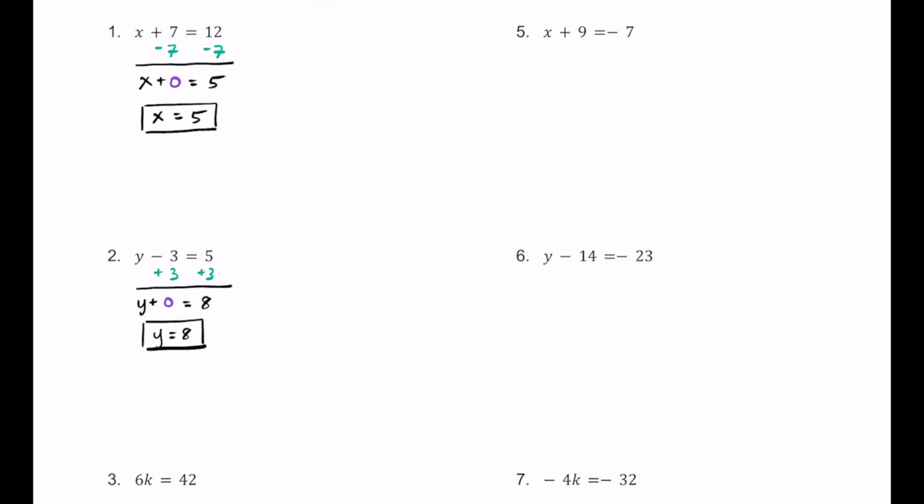Moving on to number 3. For this one, we have 6k, or rather 6 times k is equal to 42. The property of equality we're going to use is the division property of equality. 6 divided by 6 is equal to 1, so we have 1 times k, or 1k, is equal to, and 42 divided by 6 is equal to 7. We don't have to write that 1 in the final part of the answer just because of the identity property of multiplication, saying anything times 1 is still the same. So we can just write k is equal to 7.